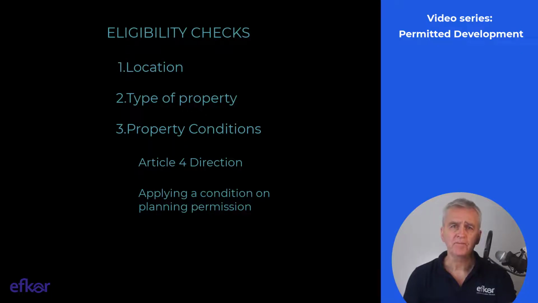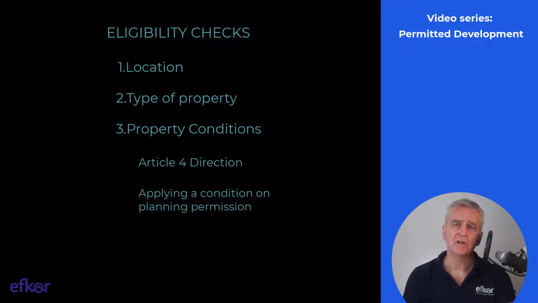Where PD rights have been removed in either of these ways, a planning application will be needed for development, even for very small extensions and minor alterations. So it's very important before you start any development under PD rules, you check with the council that PD rights for your property are still intact. How do you find out about the existence of an Article 4 direction? These are usually listed on your local council website.